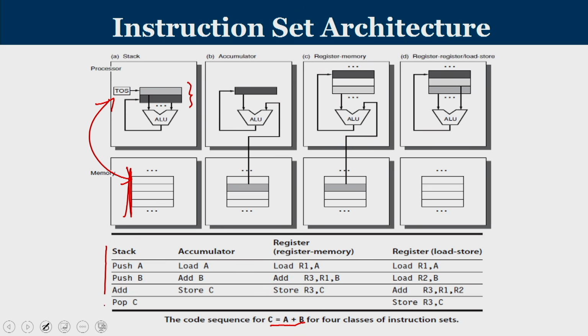In the case of a stack architecture, if you wanted to perform C equal to A plus B, our first job is to make sure that A and B are transferred into the stack. And the operation to transfer a memory location to the stack is called push. First, the value A is pushed onto the stack and then value B is pushed onto the stack. Now the stack contains both A and B, and then we perform the add operation.